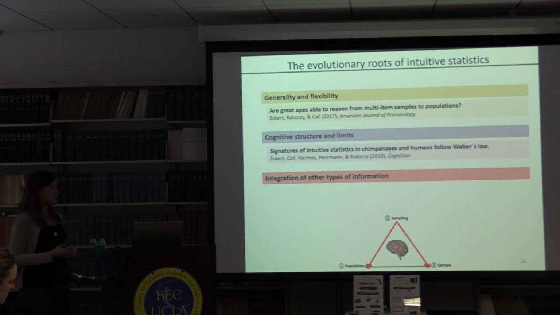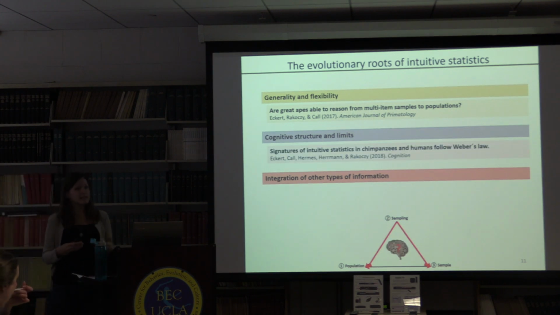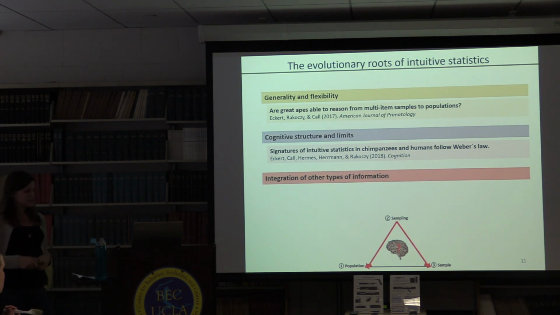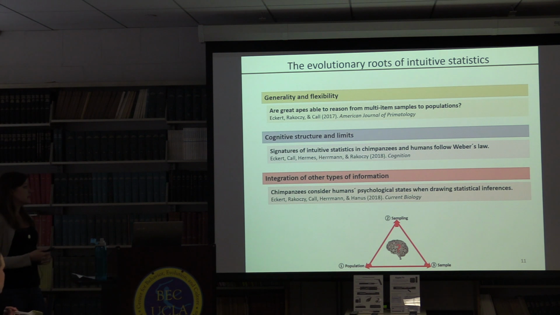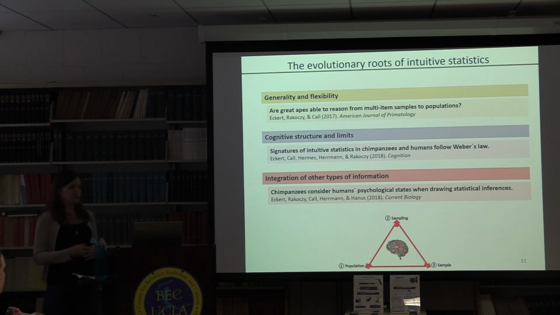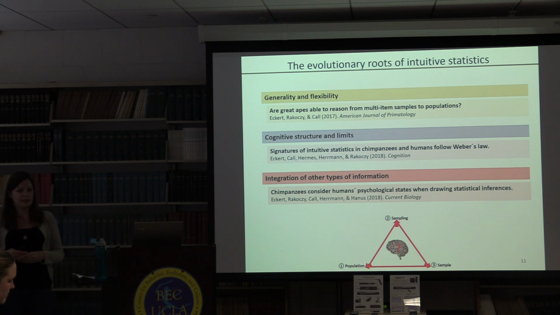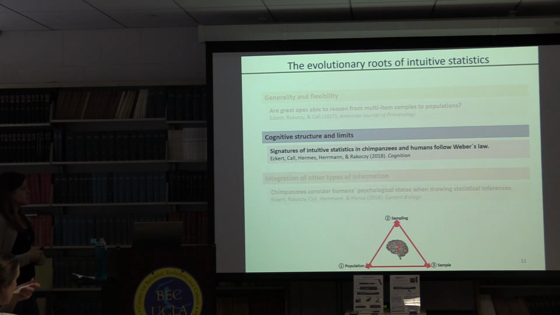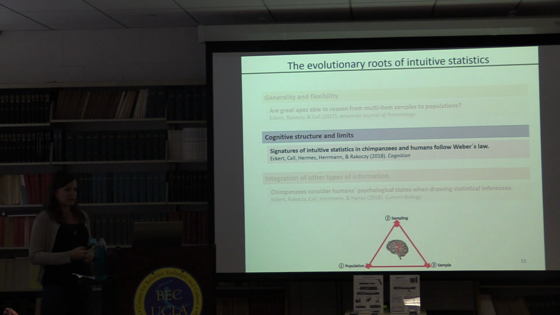Regarding the cognitive structure and limits, I investigated the signatures of intuitive statistics, both in chimpanzees and in humans. And regarding the integration with other types of information, I investigated whether chimpanzees consider an experimenter's mental states when drawing statistical inferences. So today I'm going to present study 2 and study 3, and I will begin with the study on the signatures of intuitive statistics.